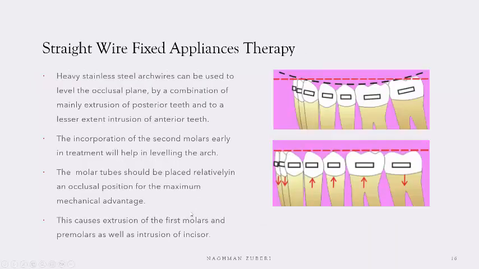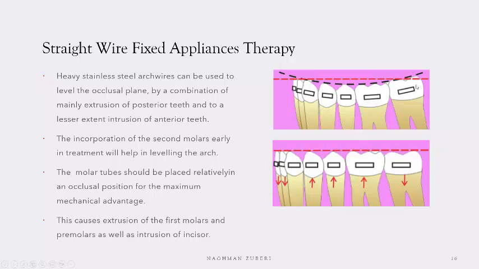You can also use fixed appliances, and using heavy stainless steel arch wires like 0.020 size, you level the occlusal plane by a combination of mainly extrusion of the posterior teeth and, to a lesser extent, intrusion of the anterior teeth. The incorporation of the second molars early in the treatment means you will be bending the second molars early in the treatment with the molar tube on the bend. You will be able to level the arch.